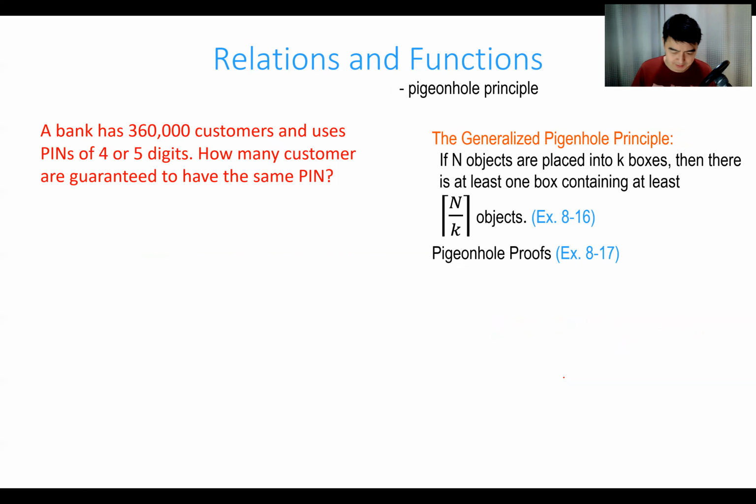All right, let's do a slightly harder problem. A bank has 360,000 customers and uses PINs of 4 or 5 digits. How many customers are guaranteed to have the same PIN number? Okay, now here's a little trick. Whenever you see the word same or identical, or something along those lines that means same, the next word is typically telling you what the boxes are. In this case, it's the PIN number. So the PIN number is representing the boxes.